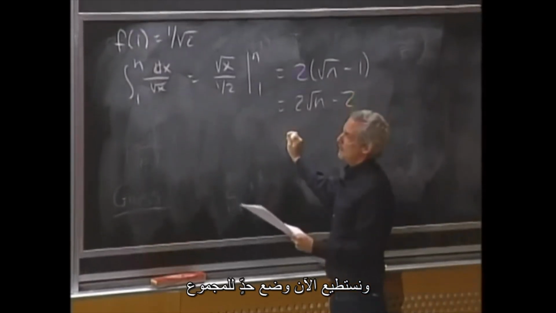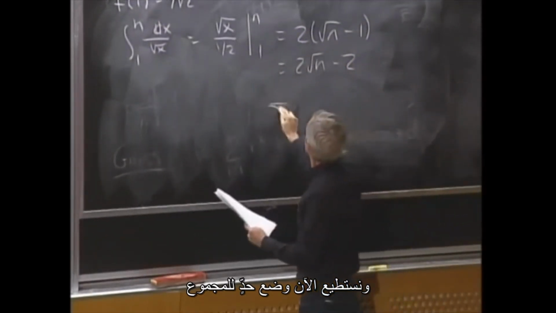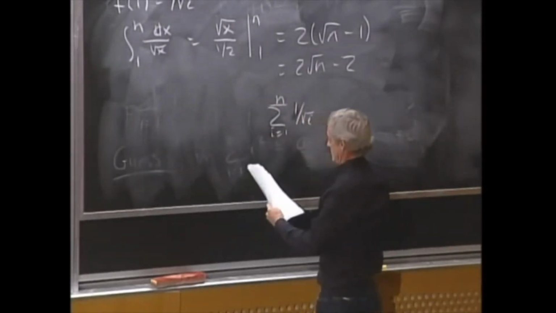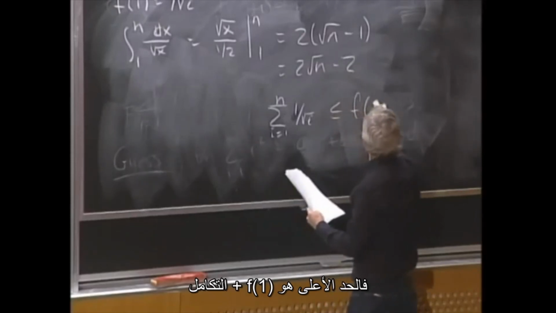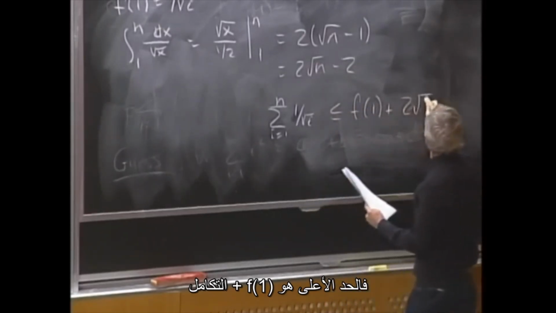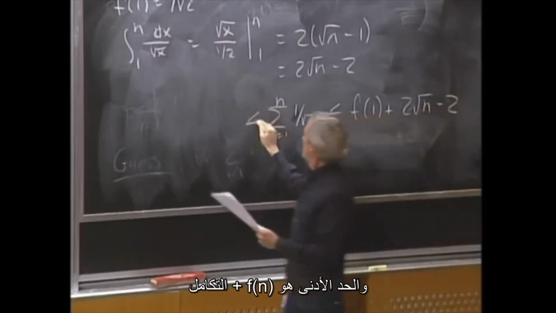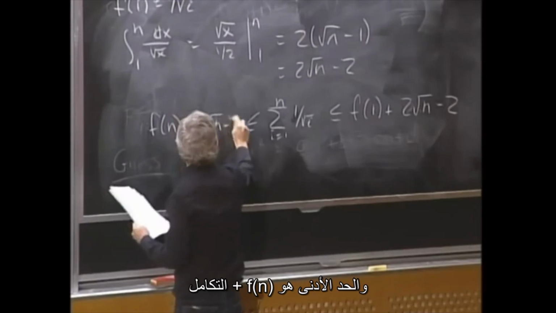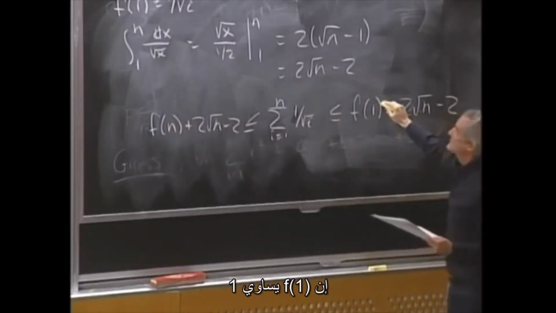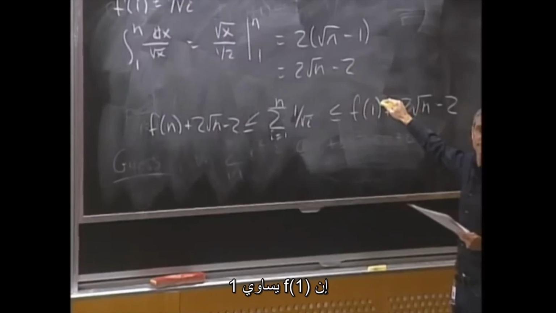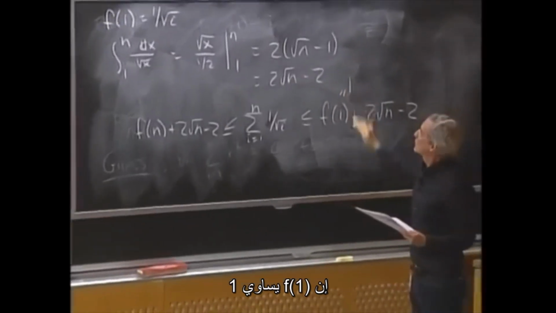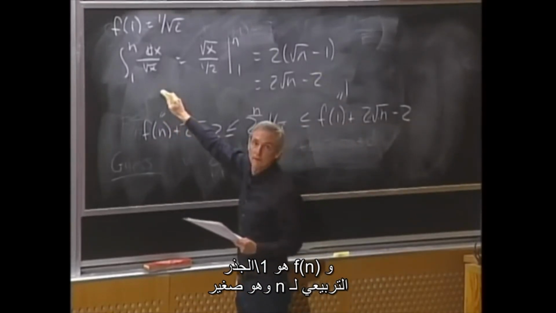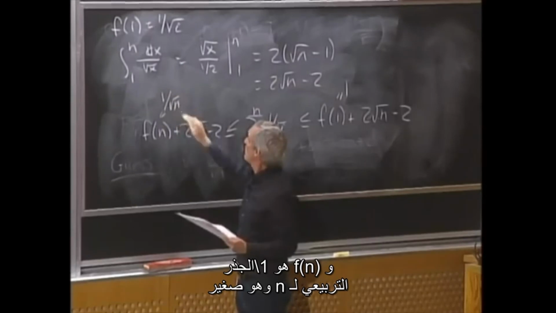And now we can bound the sum. The upper bound is f of 1 plus the integral. The lower bound is f of n plus the integral. What is f of 1? 1. 1 over the square root of 1 is 1. What is f of n? 1 over the square root of n, small.